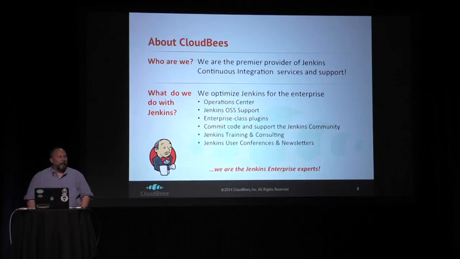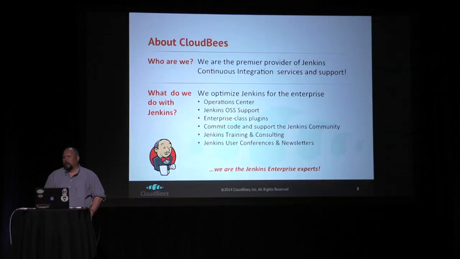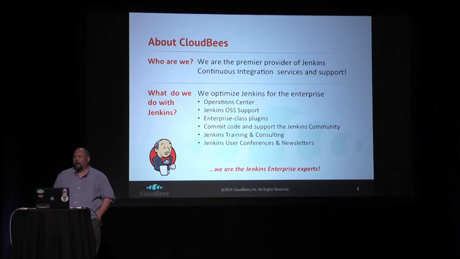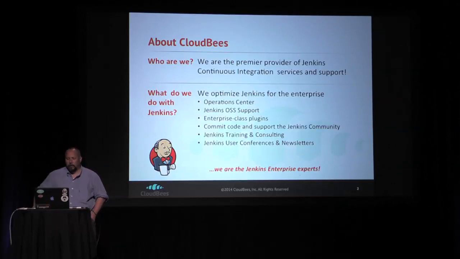Some information about Cloudbees, who we are. We are the Jenkins experts. Continuous integration and continuous delivery underpinned by Jenkins. We optimize Jenkins for your enterprise. We offer 20 enterprise plugins plus support for the entire complement of open source plugins in Jenkins. That's about 860 plugins that we support for you.